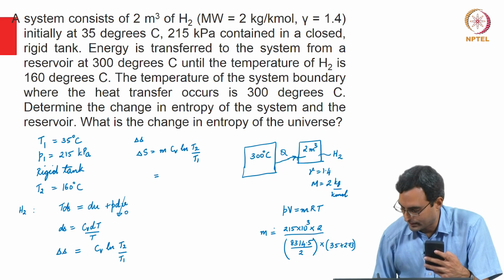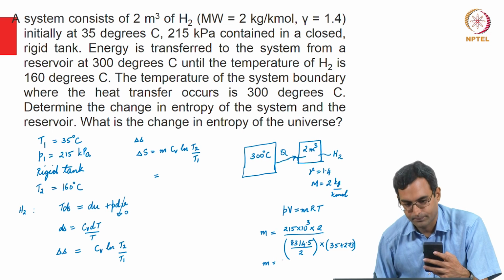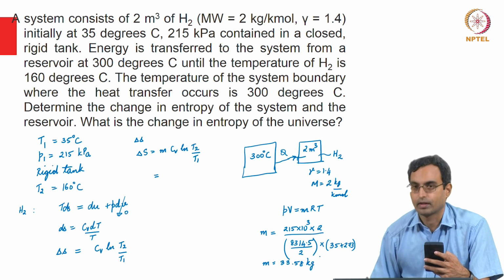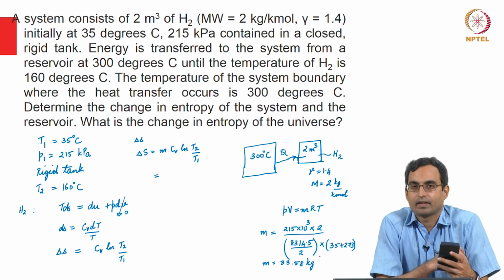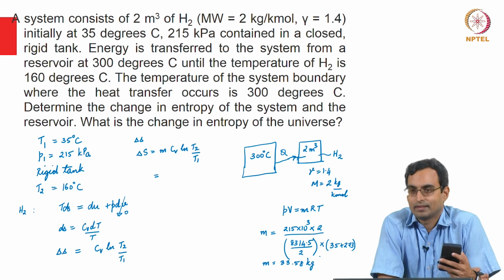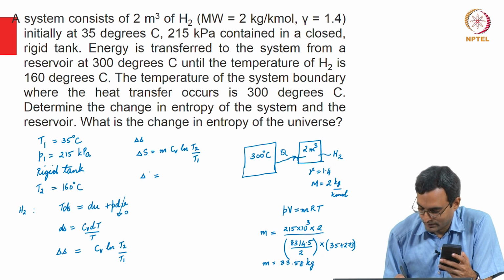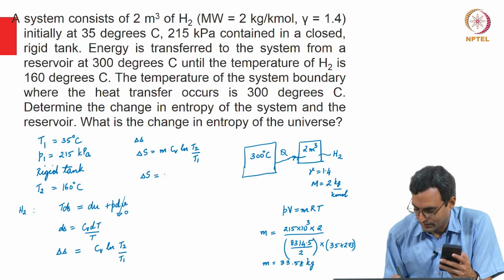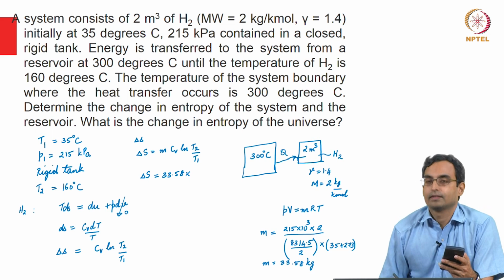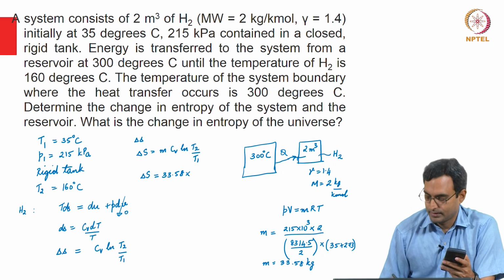So what I find is that the mass is 33.58 kilogram, if I have not made any mistake. So that I think seems to be right. So this is 33.58 into Cv. Cv is R by gamma minus 1.